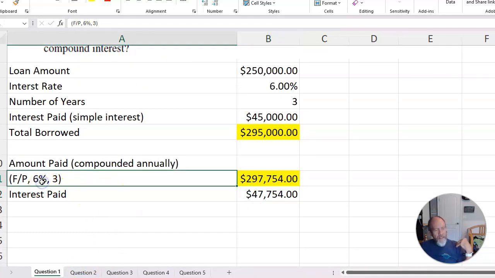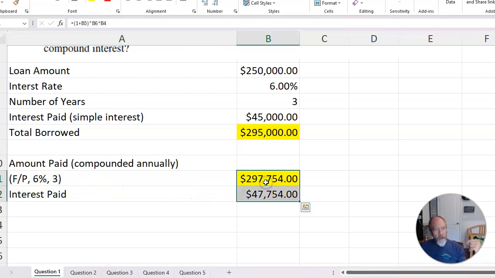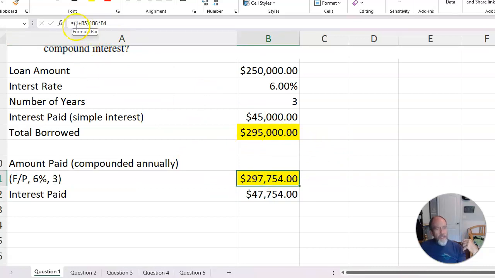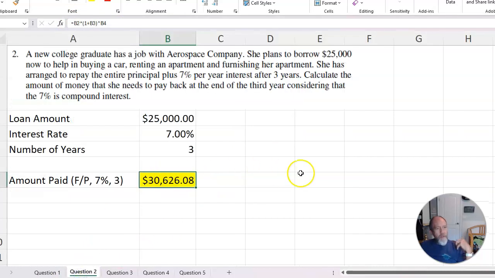Notice the annotation goes with the equation. And the equation, in this case, is 1 plus the interest rate, which is actually right there in B5, up arrow, B6, which is the number of years, multiplied by the original loan amount, and that gave that to you. All right, let's do another one.